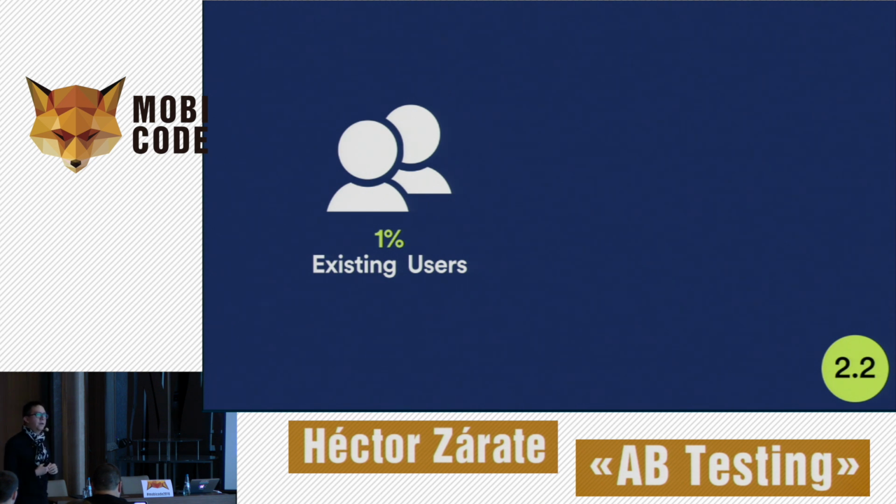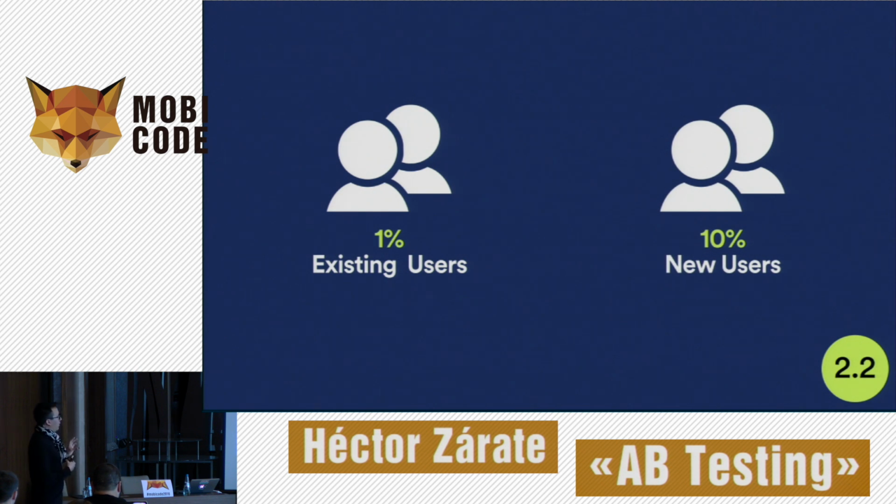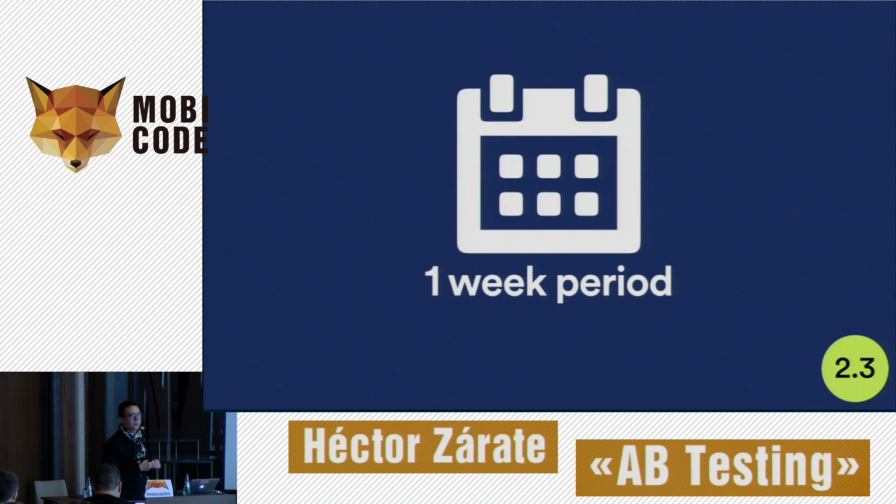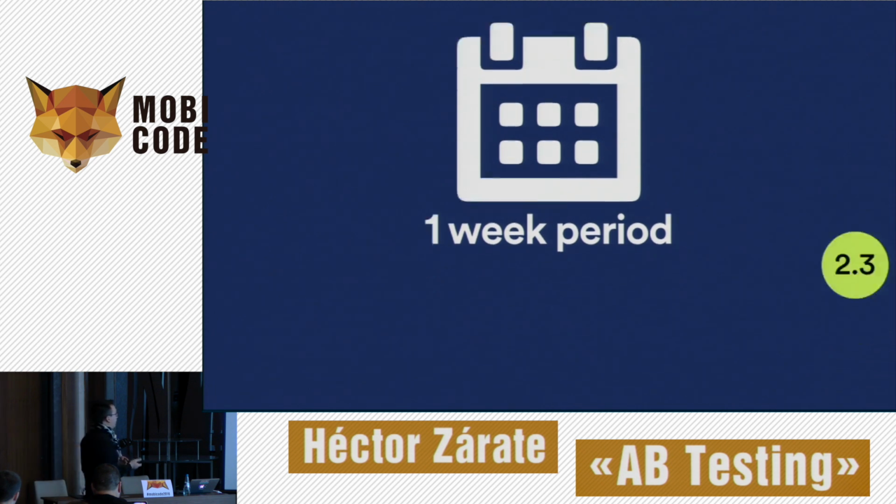We want to make sure that they are not alienated by this change. And then for new users, we can be less conservative. We can ramp it up to 10%. They don't know the previous navigation system, so there is no risk of alienating these users. How long do we run this test? As with all of our tests, we run them for a 1-week period to account for the different music habits throughout the week. And these are the results that we got.